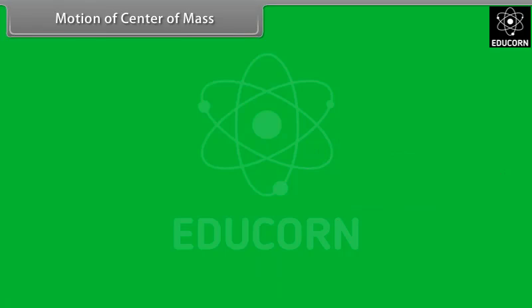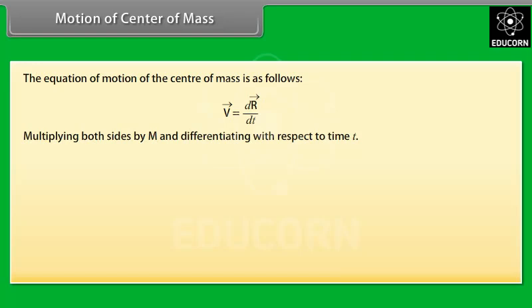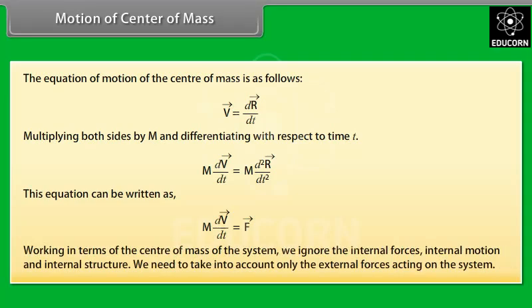Motion of center of mass. The equation of motion of the center of mass is as follows. v vector = dr vector/dt. Multiplying both sides by m and differentiating with respect to time t, we get m dv vector/dt = m d²r vector/dt². This equation can be written as m dv vector/dt = F vector. Working in terms of the center of mass of the system, we ignore the internal forces, internal motion, and internal structure. We need to take into account only the external forces acting on the system.